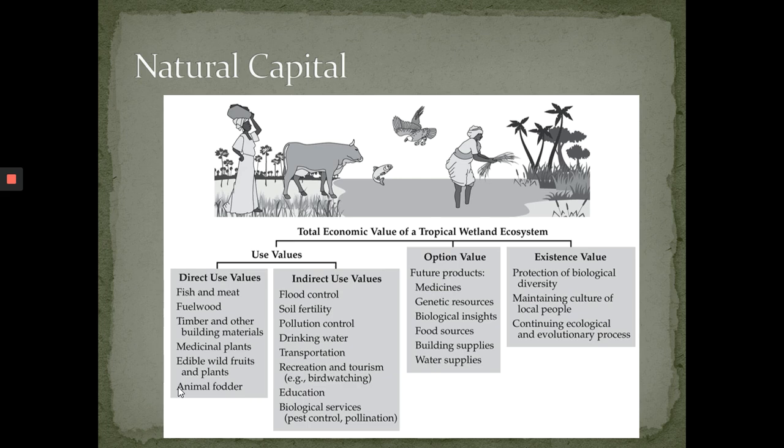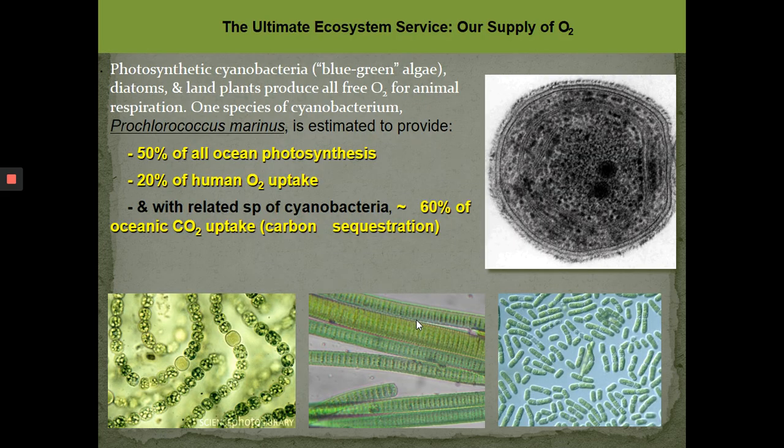The third group we have here is option value. Option value means it may have a future use that we are not capable of harnessing at this point, or that we don't know what it is. And finally, we have existence value, and we'll come back to that one as well. An example of an ecosystem service would be plants producing oxygen gas. If they didn't do that, human populations would be in a lot of trouble.